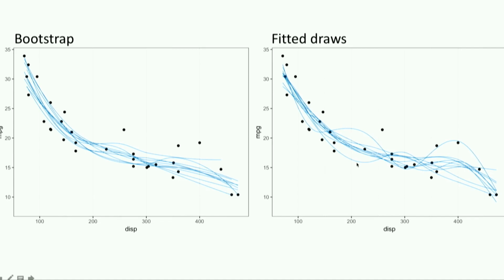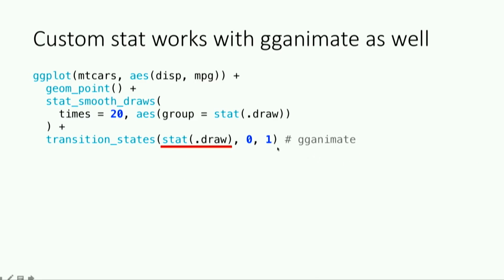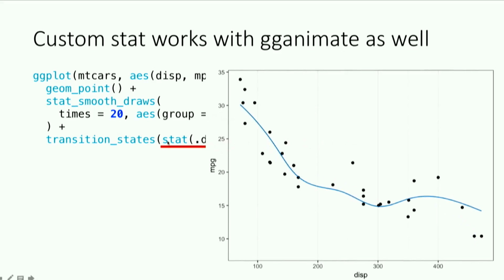And then this actually also works with gganimate. So gganimate understands that it can transition on columns that have been generated by the stat. And so then you get this.